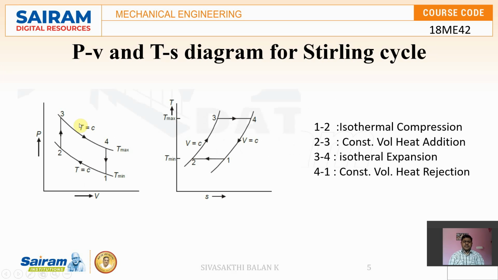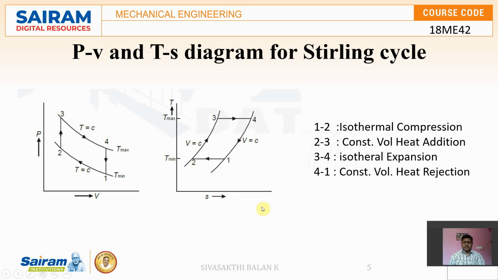This is the PV and TS diagram of the Stirling cycle. Similar to previous cycles, there are 4 processes in the Stirling cycle as well: compression, heat addition, expansion and heat rejection. The difference in the Stirling cycle is that both compression and expansion take place isothermally. That means compression and expansion take place when the temperature remains constant, whereas heat addition and heat rejection take place when the volume remains constant.